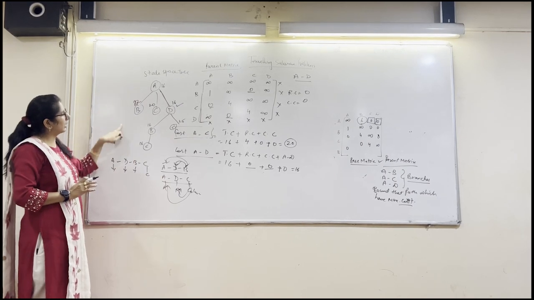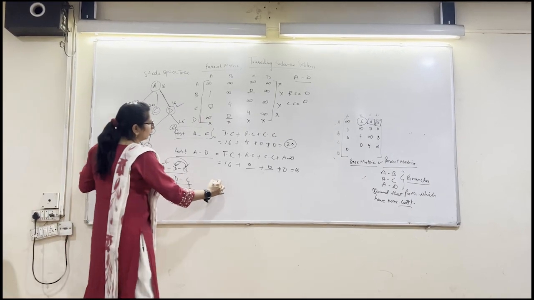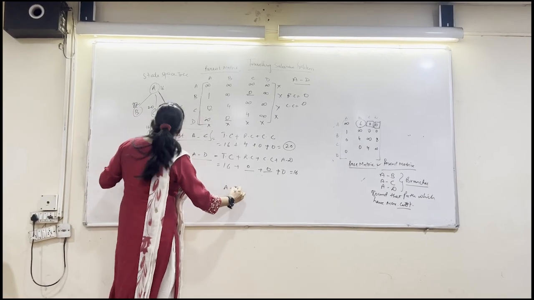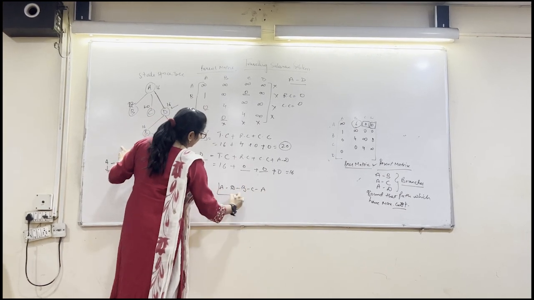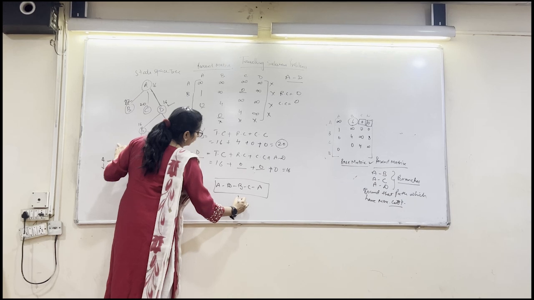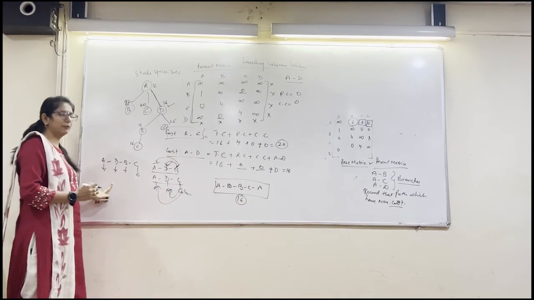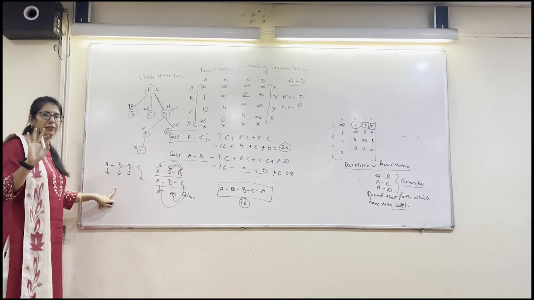In the similar way, when we write the path, the overall path will be A, D, then B, then C, then A. This is the final path incurring the cost 16. When we try to solve it for this, the whole matrix will have the infinity value.